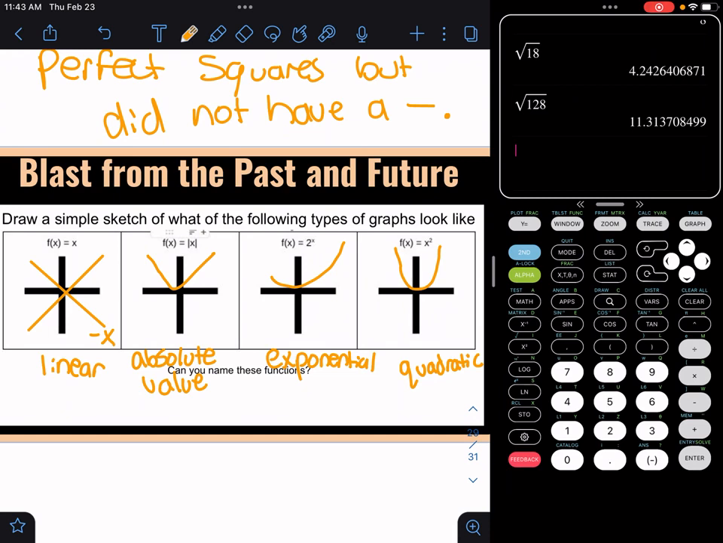We really want to know about linear. Linear is a straight line going up or down. Absolute value is a V shape. Exponential is that little skateboard ramp. And quadratic is whenever we have a U shape.